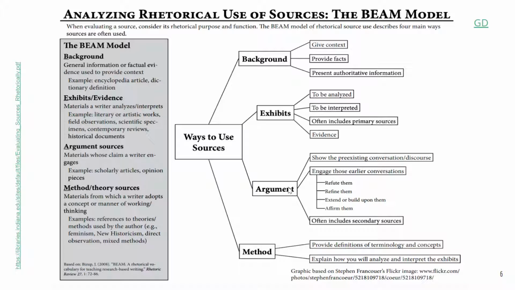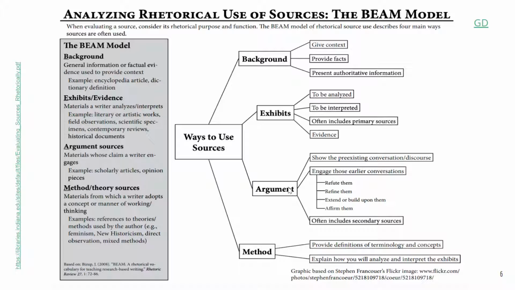So, for example, if you find a scientific paper talking about something, that's an example of evidence. You can also use a source as an argument. So, a scholarly article or an opinion piece, and you can do a couple things with an argument. You can agree with what they say, or you can disagree with what they say, or you can extend it, or you can sort of change parts of the argument.